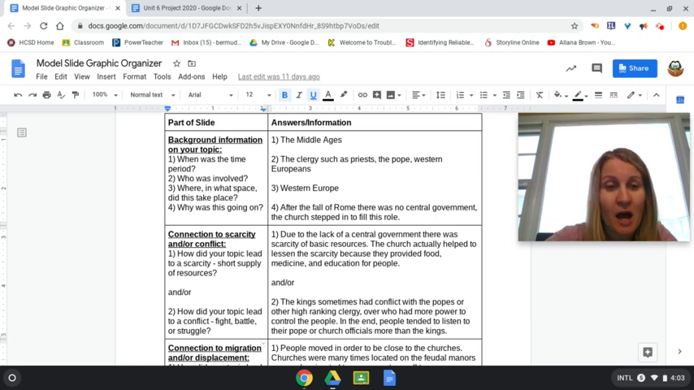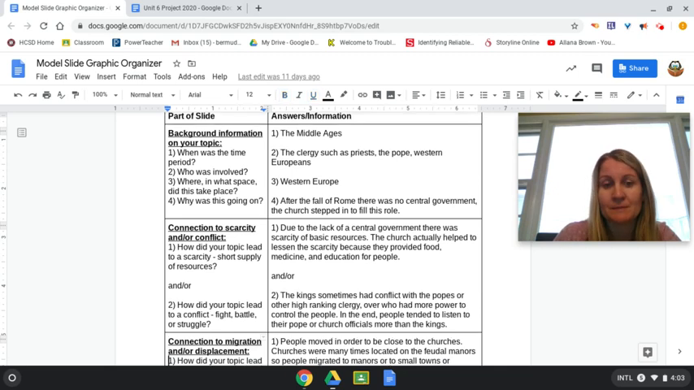So how did your topic lead to scarcity or short supply? Due to the lack of a central government, there was scarcity of basic resources. The church actually helped to lessen the scarcity because they provided food, medicine, and education for people. For conflict, the kings sometimes had conflict with the popes or the high-ranking clergy over who had more power to control the people. In the end, people tended to listen to their pope or church officials more than their kings.